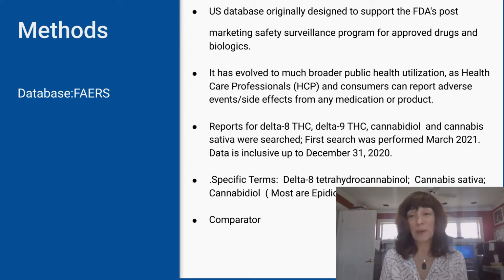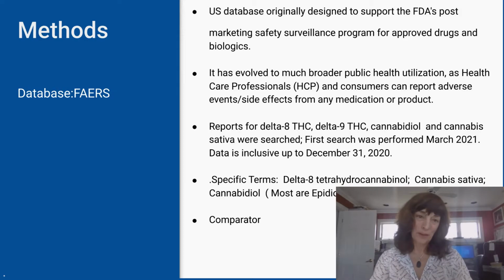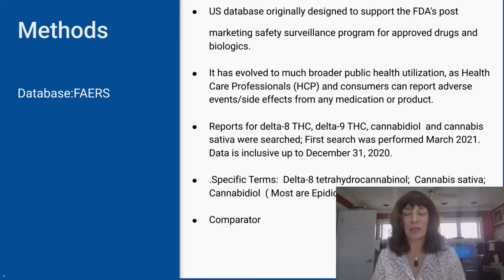So it's a U.S. database. It was originally designed to support the FDA's post-marketing safety surveillance program for approved drugs and biologics. However, it has evolved into a much broader public health initiative where healthcare professionals and consumers can report adverse events or side effects on any medicine or product that's on the market. So we looked at reports for Delta-8 THC, I looked at Delta-9 THC, cannabidiol, and cannabis sativa. The first search was performed, like I said, in March 2021. The data presented here is up to December 31st, 2020.